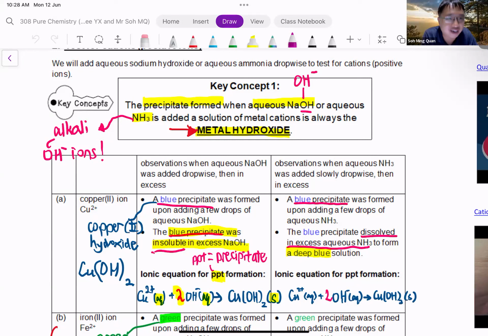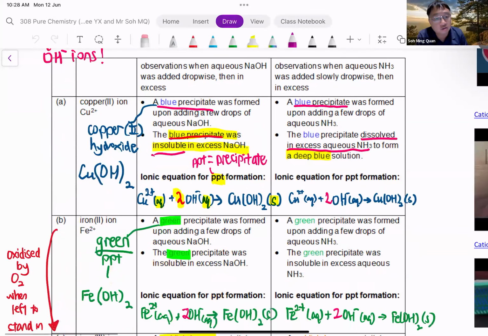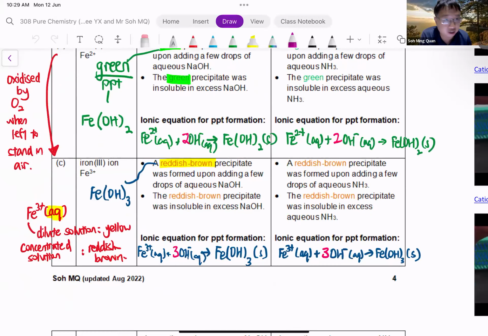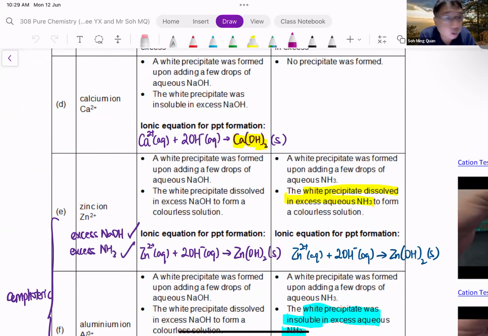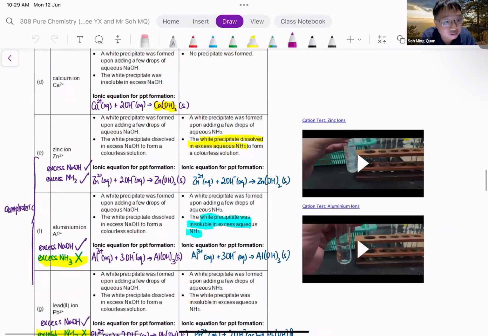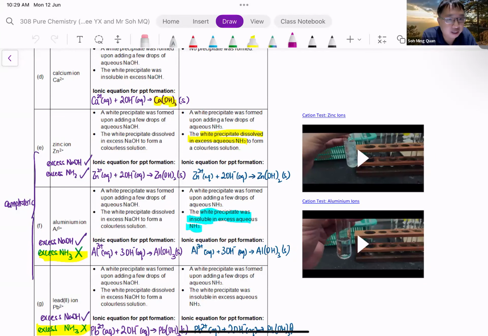Aqueous ammonia is just like any alkali. It has OH- ions inside. So the precipitate is the hydroxide. Okay, now learning all this is crucial. So please learn all the colors, all the ionic equations. Okay, in particular, the ones that are very challenging to remember are the ones that form white precipitate. So this is for calcium, zinc, aluminium, and lead(II) ions. They all form white precipitate somehow. The only difference is whether they are soluble or insoluble in excess sodium hydroxide and ammonia. Okay, so learning this by heart is a priority.